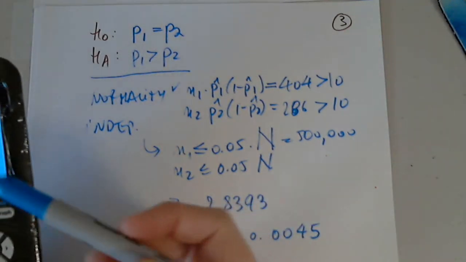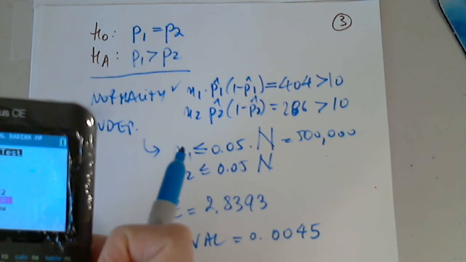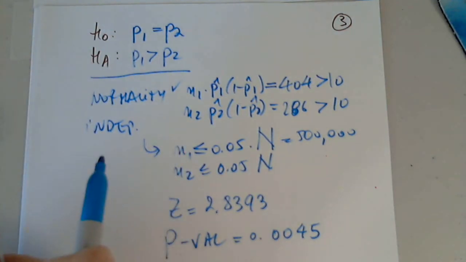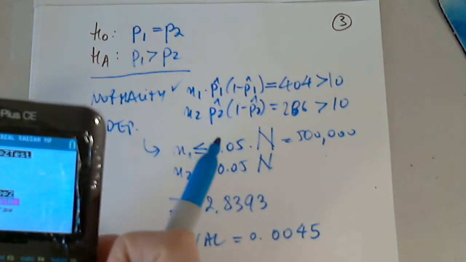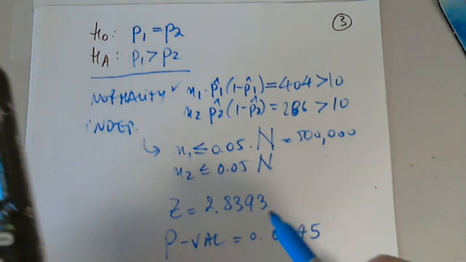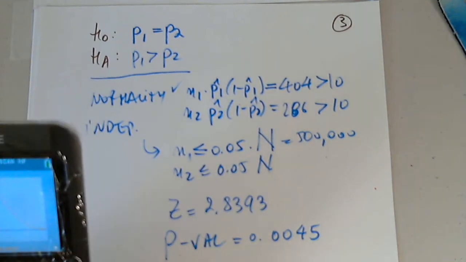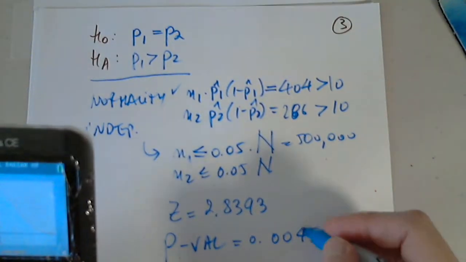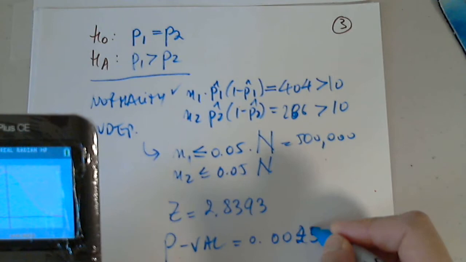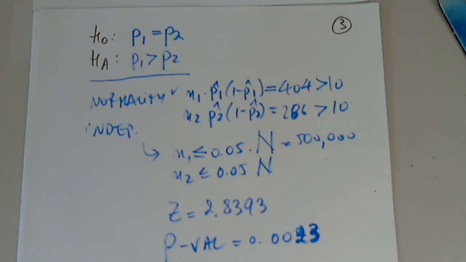I'm checking again: 547, 368, 1,600. And it's the right tail test, because I went in and out of the screen, so I'm not sure I got the correct answer. Okay, so it is correct, 2.8393 is correct, but P is 0.0023. Let's draw a conclusion, and then we look at StatCrunch.